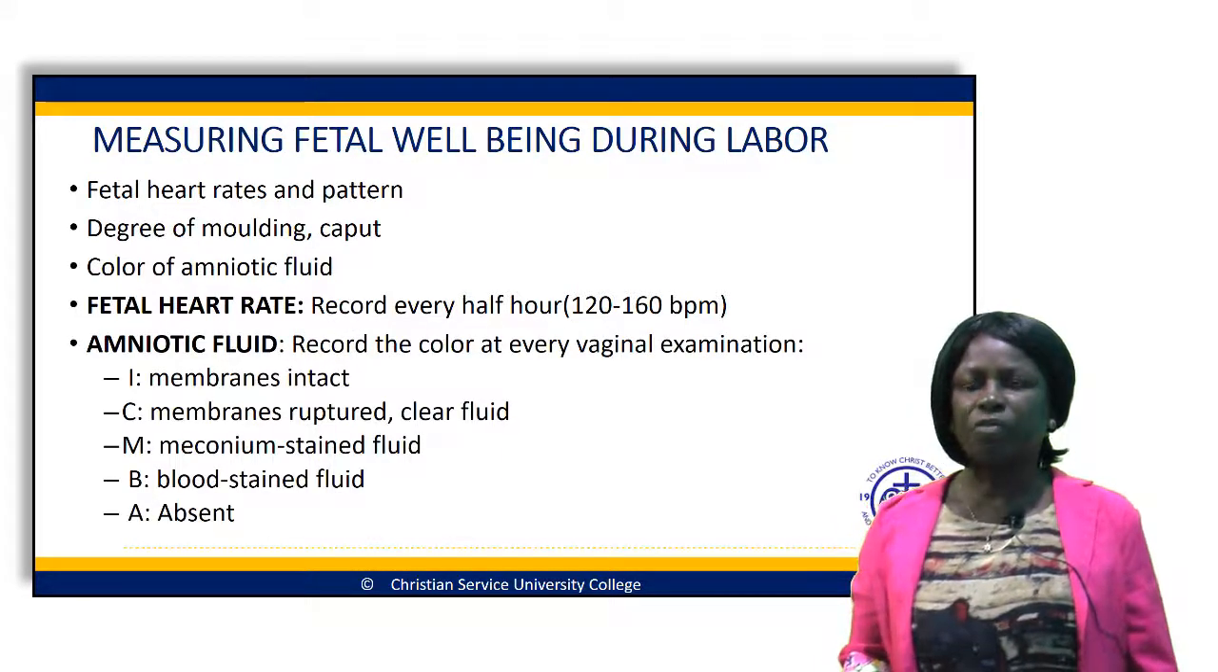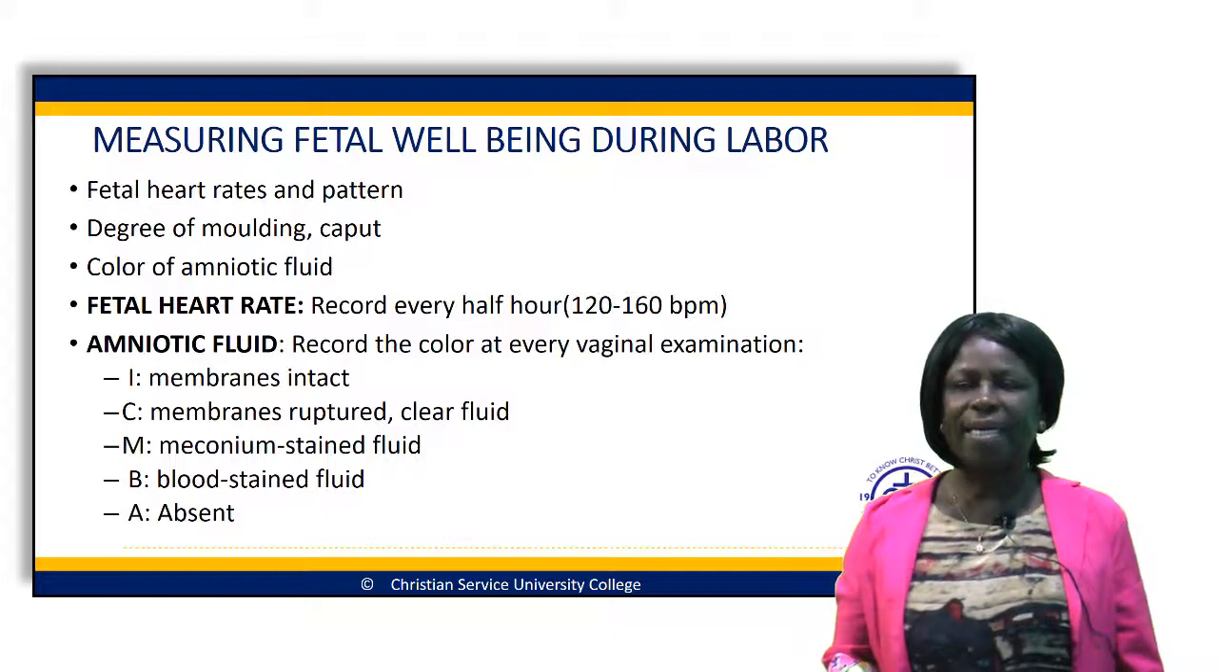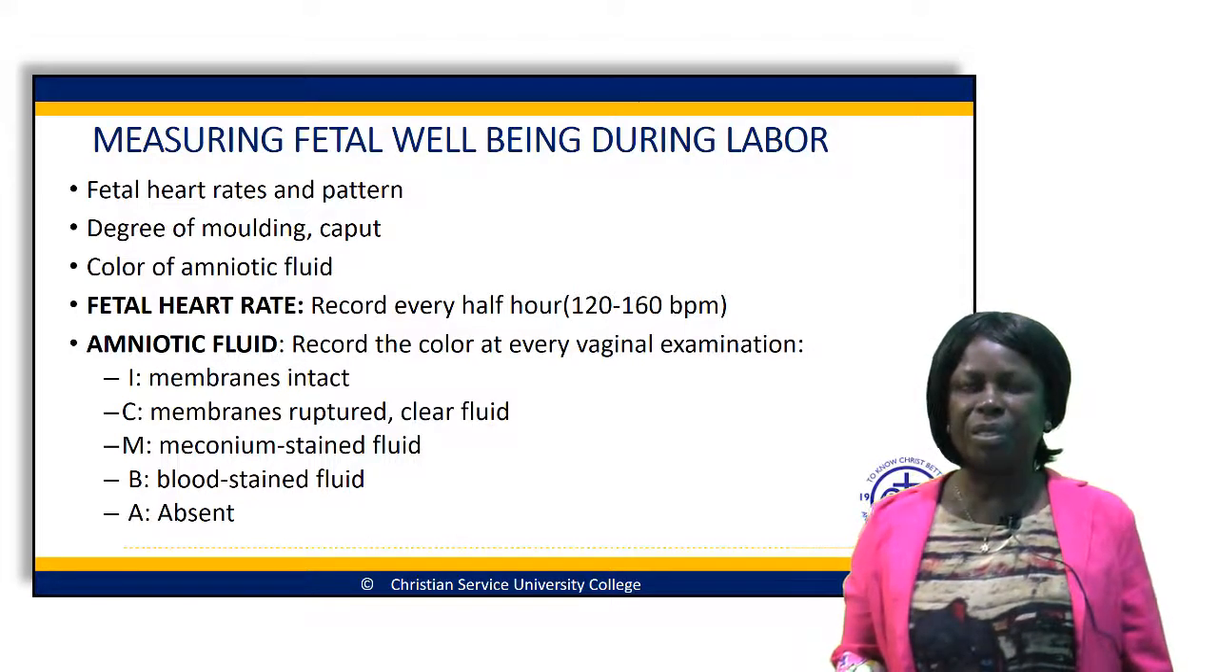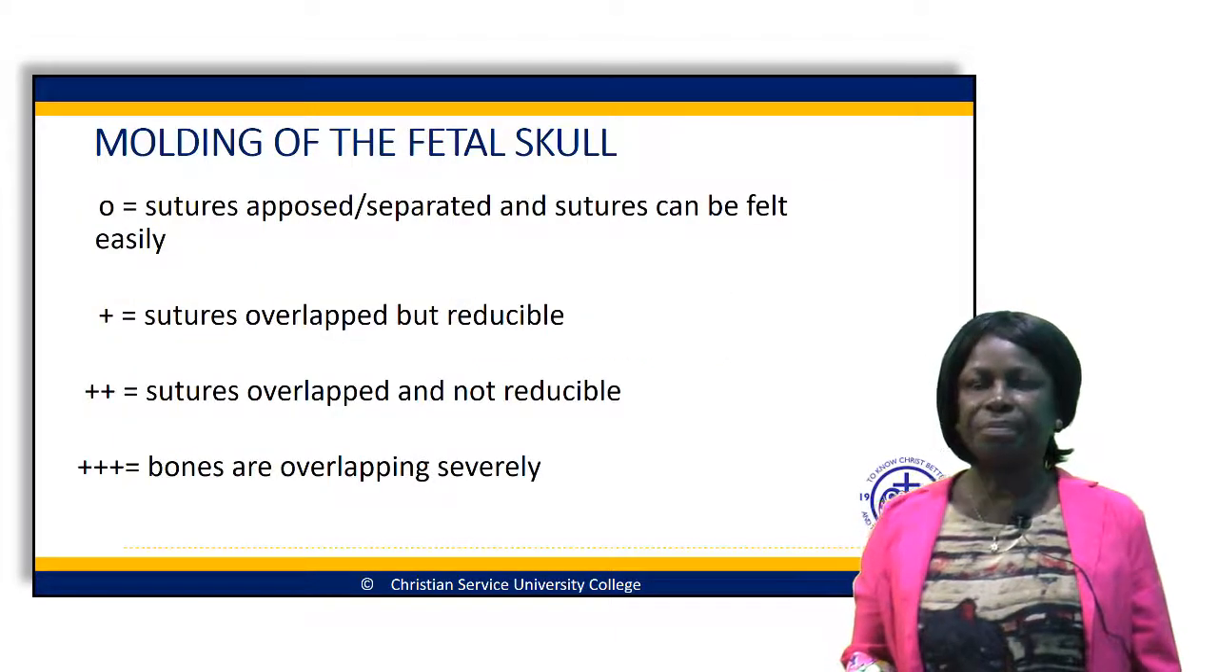For the amniotic fluid, record the color at every vaginal examination. If membranes are intact, we plot I. If membranes are ruptured and the fluid is clear, we use C. If membranes are ruptured with meconium, we use M. If there is blood stained fluid, we use B. If there is no fluid at all, we use A.